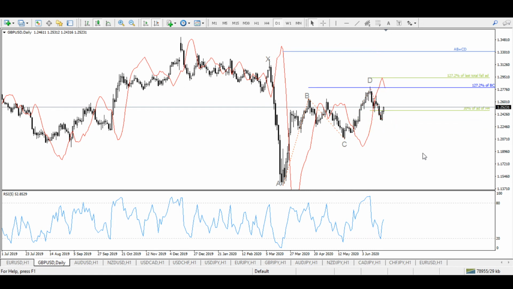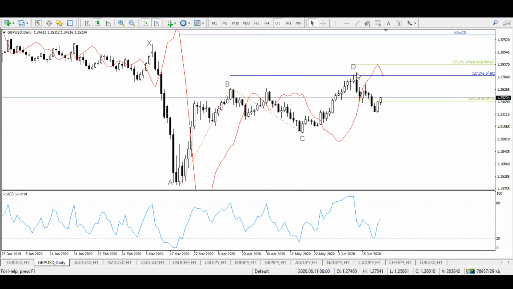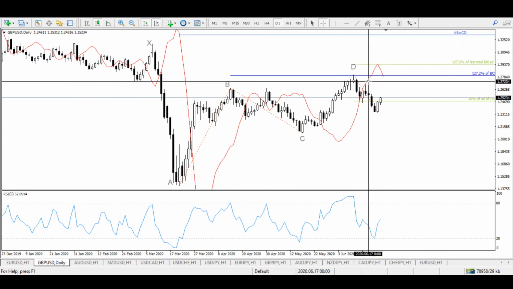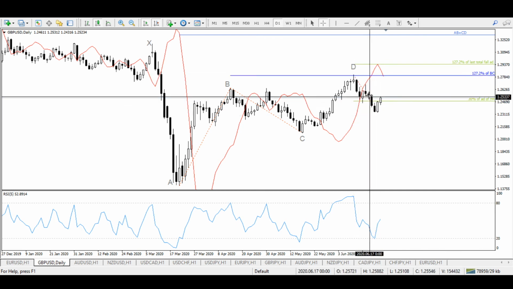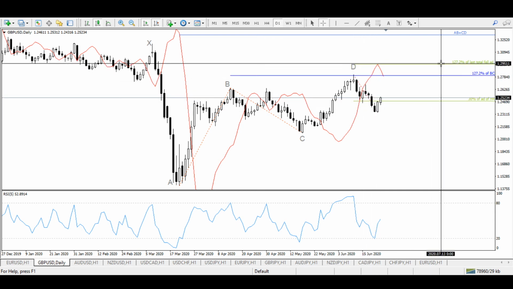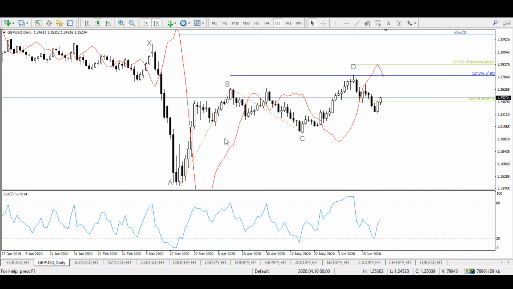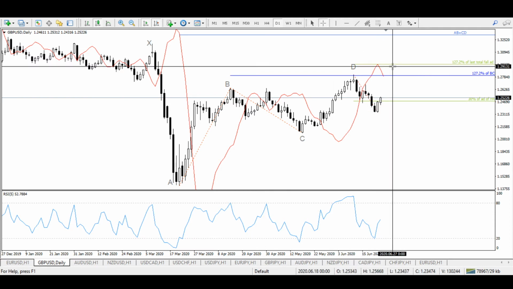So the third leg can be mathematically correct if this will go something around 127% of this total move down from D. So this area will be something around 2940, 2941, 127% of the last fall. So this is how it will develop: first leg, second leg, or you can say first drive, second drive is CD, and this will be the final third drive, and the target will be something around here.